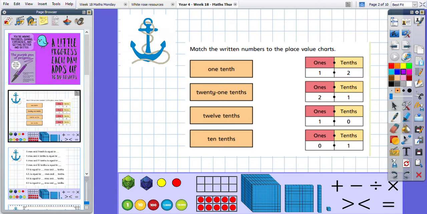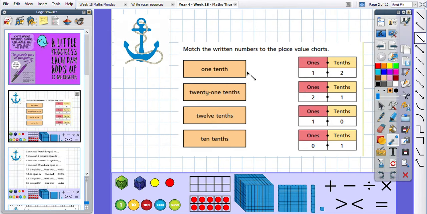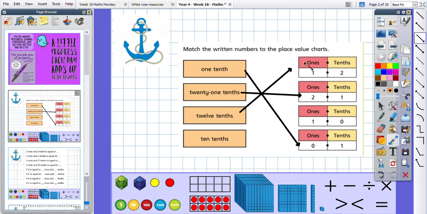Okay, so matching up then, 1/10 is 0.1, 21 tenths is 2.1, 12 tenths is 1.2, and 10 tenths is 1.0.